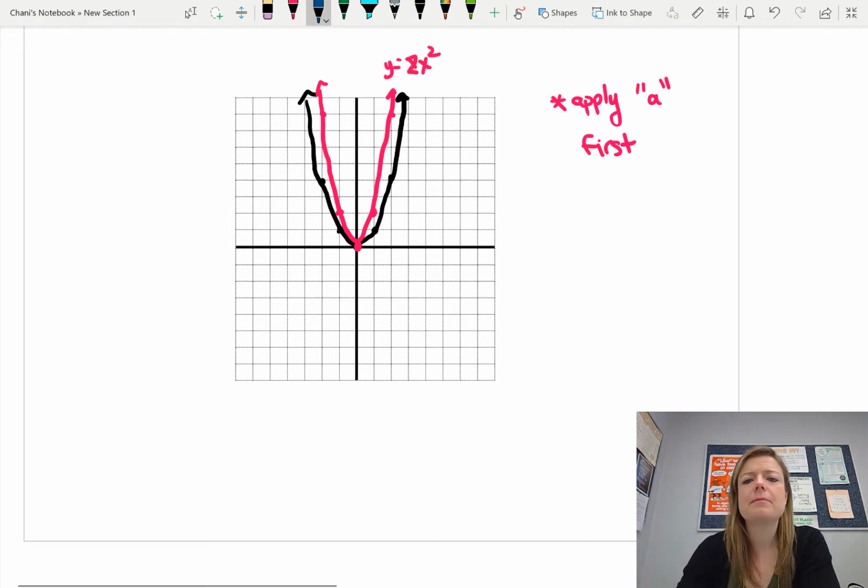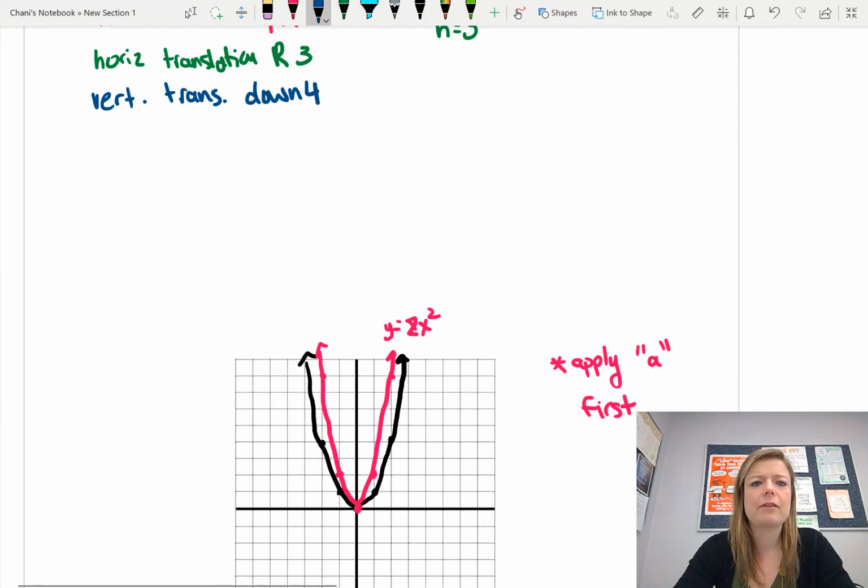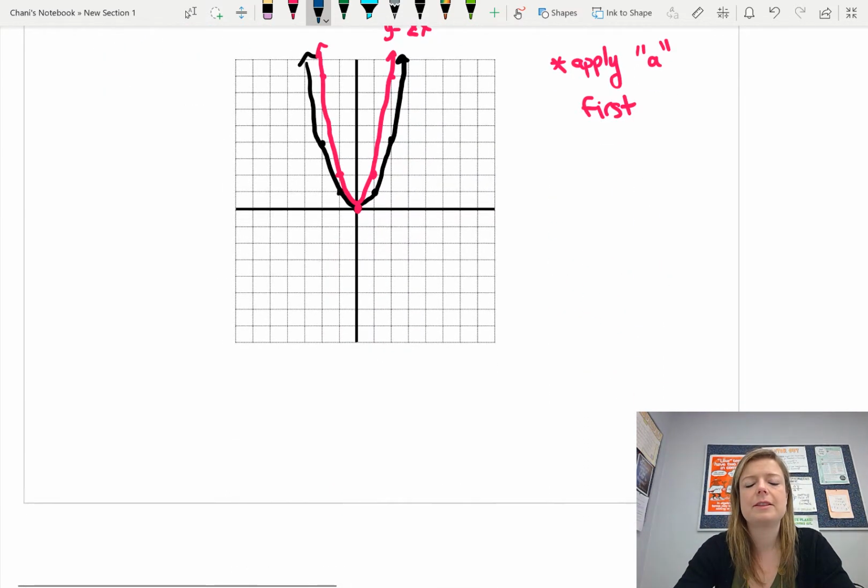So I've only applied the 2 so far. So now I'm going to apply my right 3 and down 4 in one step. So I'm going to take my new points on the pink curve and just move each one right 3 and down 4. And this one, go right 3, 1, 2, 3, down 4, 1, 2, 3, 4. Same for each of the remaining points.